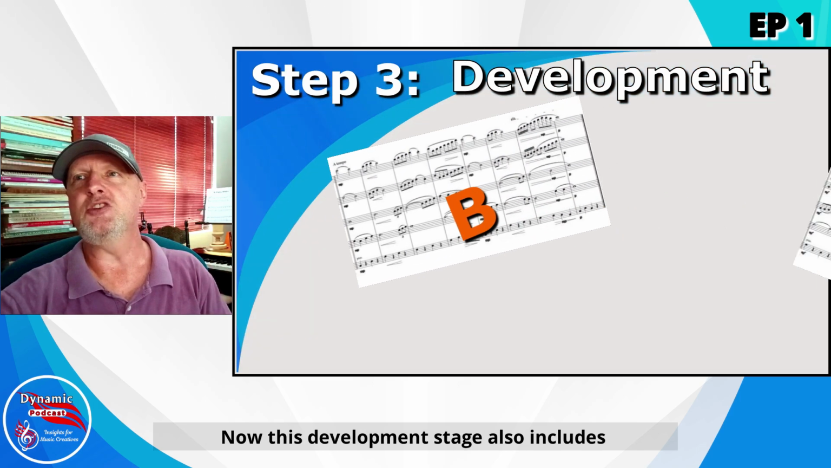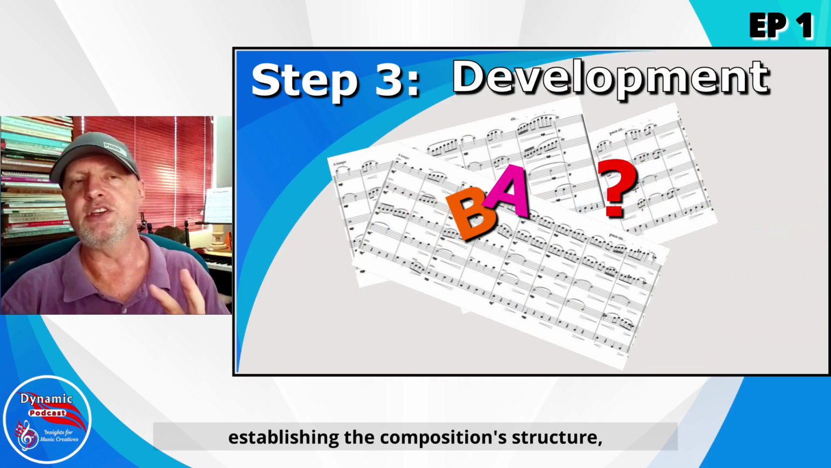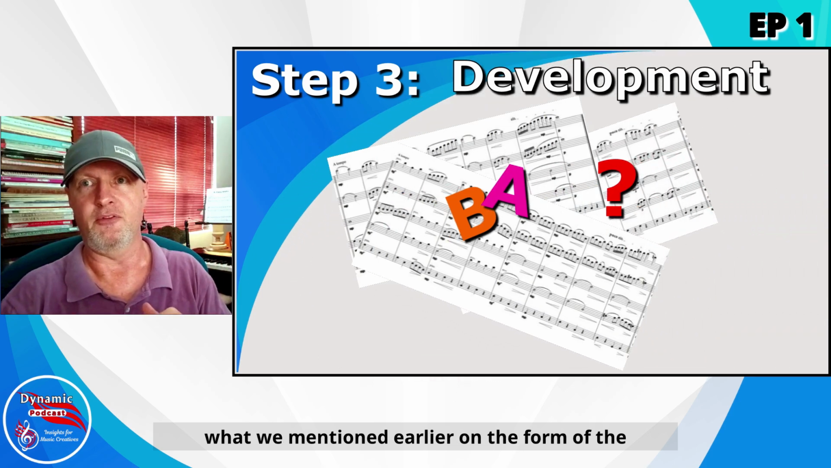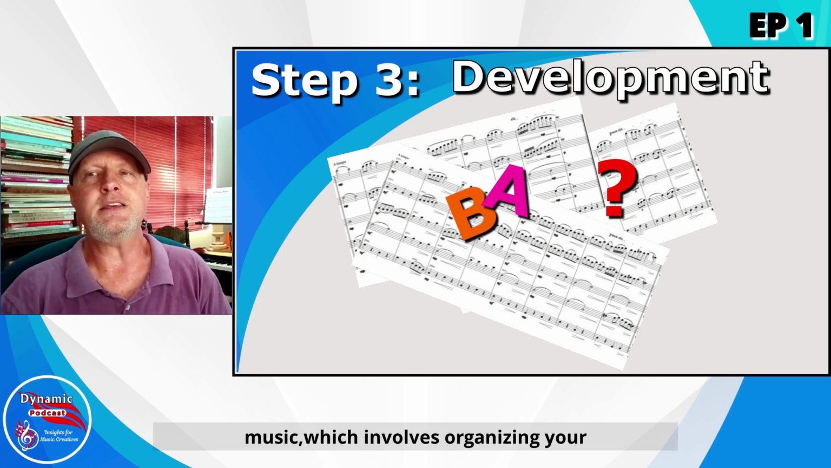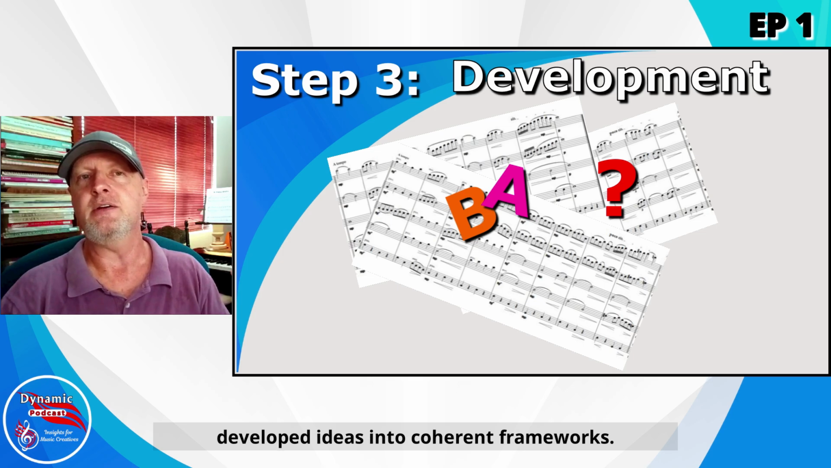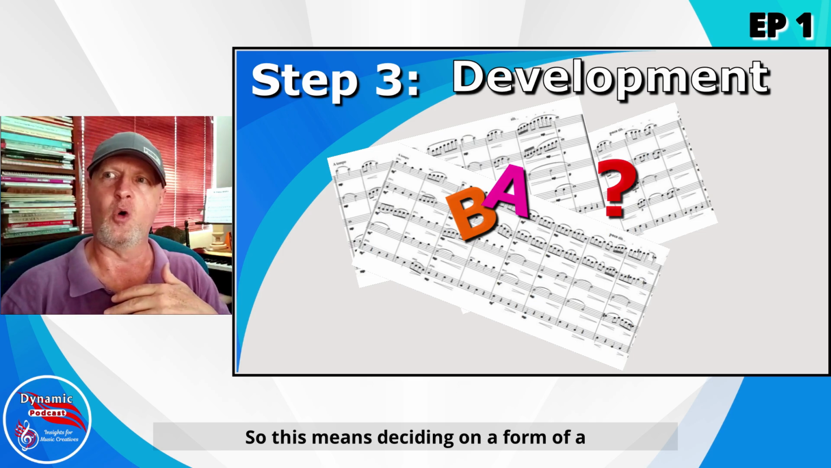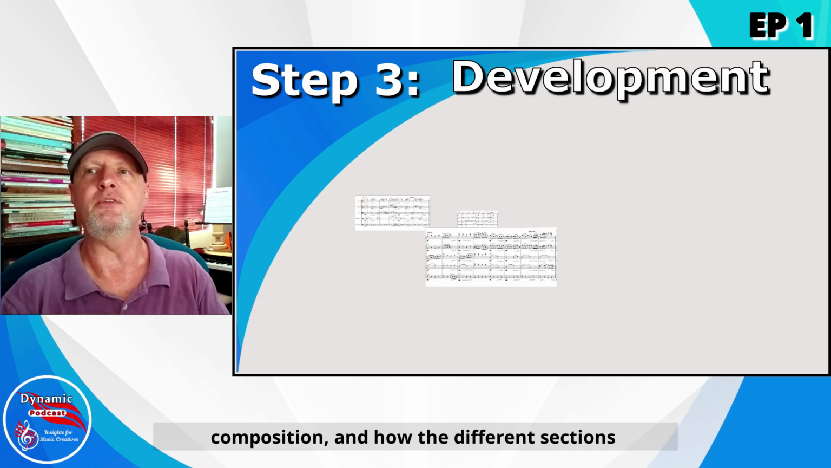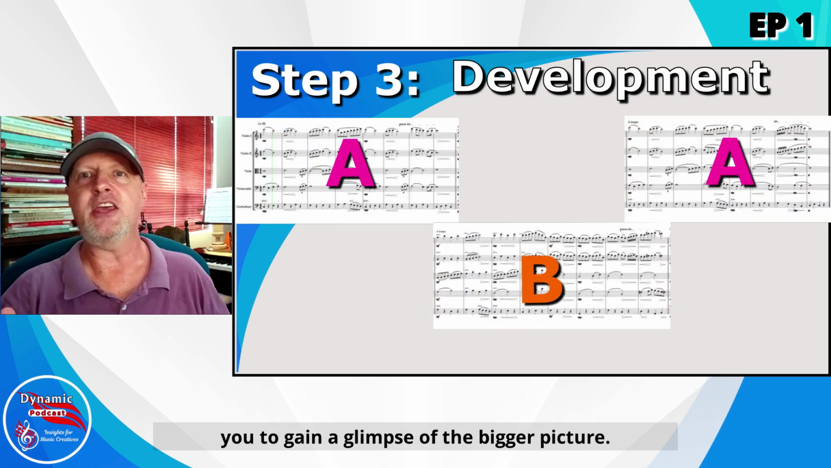Now, this development stage also includes establishing the composition's structure, what we mentioned earlier on the form of the music, which involves organizing your developed ideas into coherent frameworks. So this means deciding on a form of a composition and how the different sections will flow into one another, allowing you to gain a glimpse of the bigger picture.